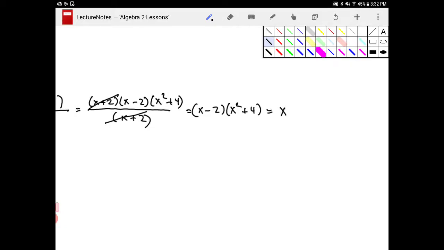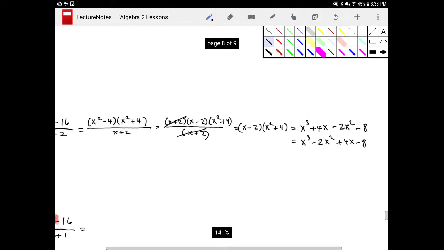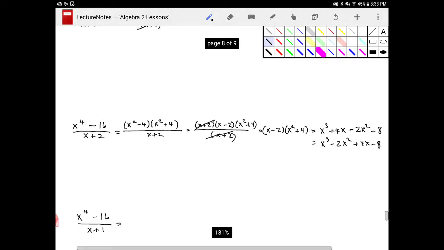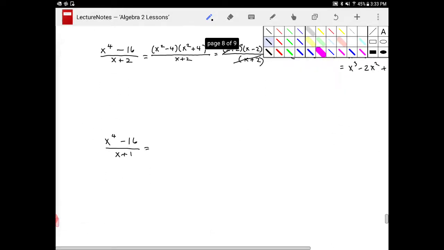So this is really x to the third plus 4x minus 2x squared minus 8, or x to the third minus 2x squared plus 4x minus 8, written in descending order in that form. Okay? Let's take a look at the next example here.